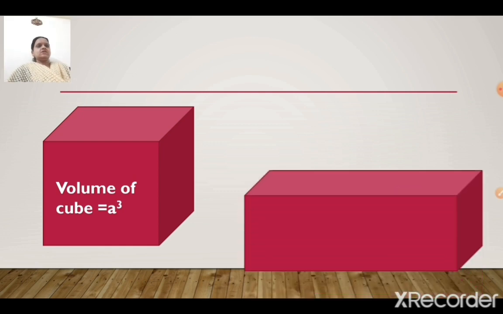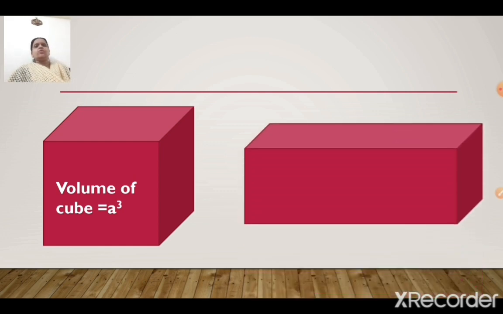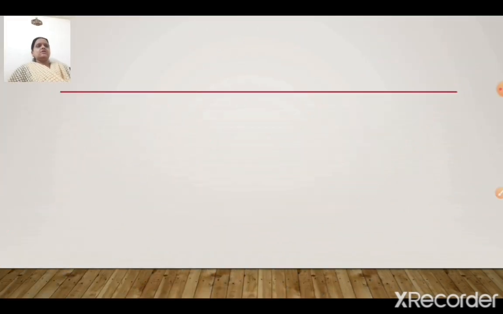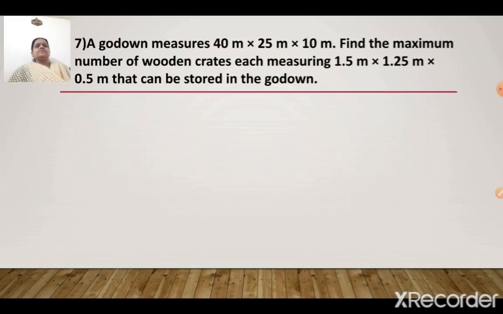The next thing is for cuboid. This is a cuboid shape where length, breadth and height are not equal. They are unequal. And the volume of a cuboid is equal to L into B into H. Correct? So let us start with the exercise.